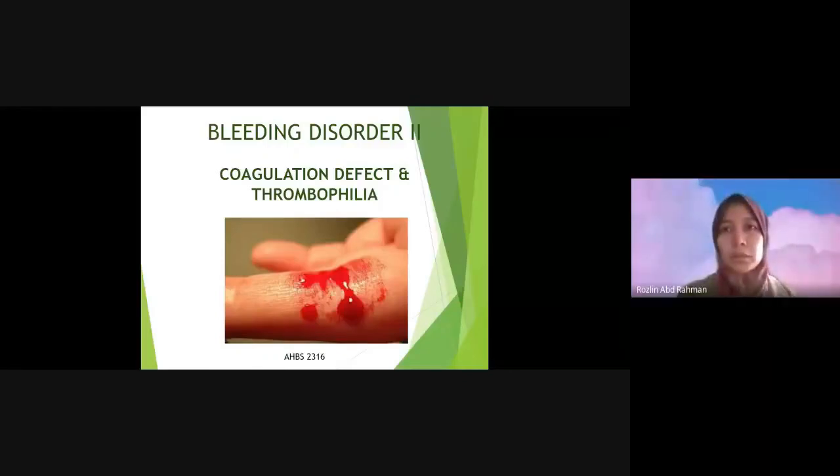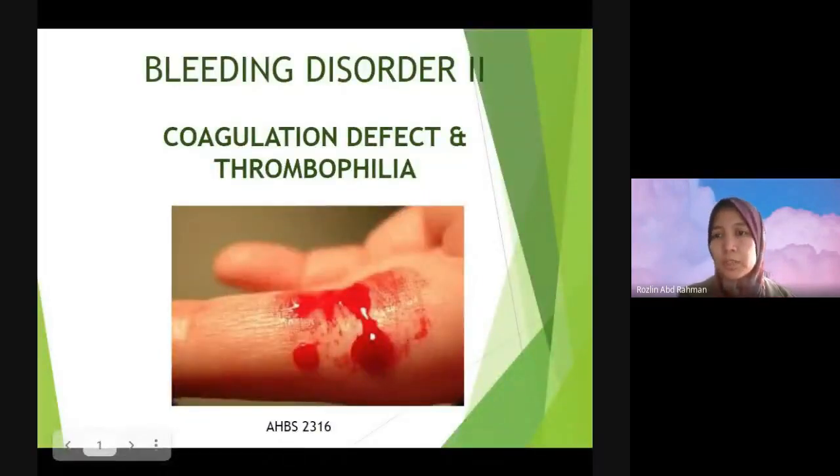Okay. So today's topic is actually my final topic with you, which is on the second part of the bleeding disorder, the coagulation defect and thrombophilia. So basically, the last topic that I discussed with you was on bleeding disorders, if it involves vascular problem as well as platelet problem.